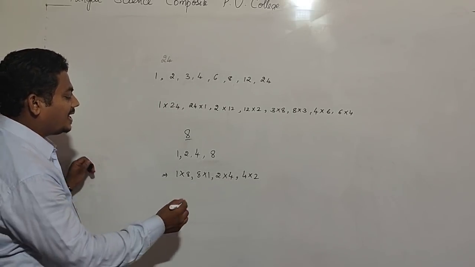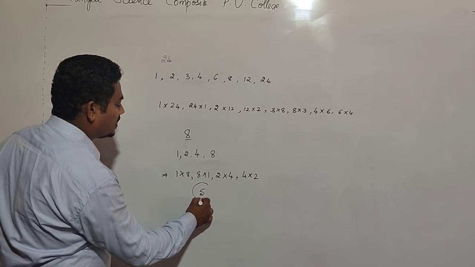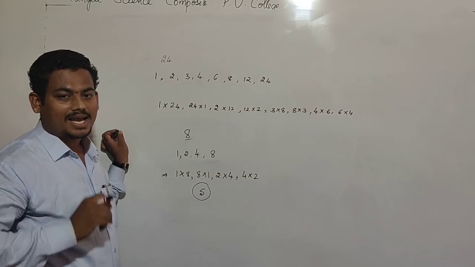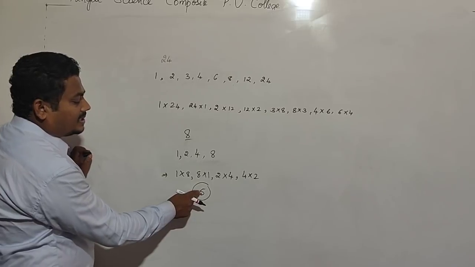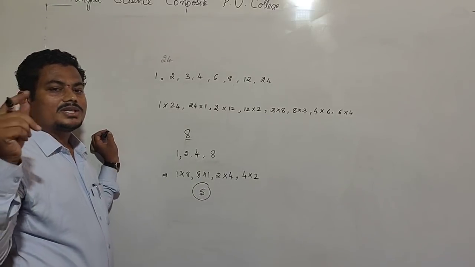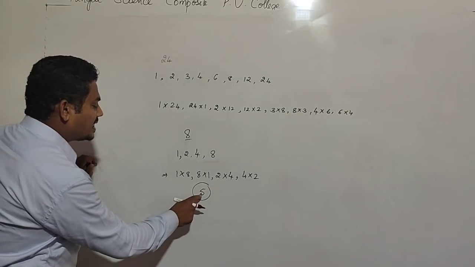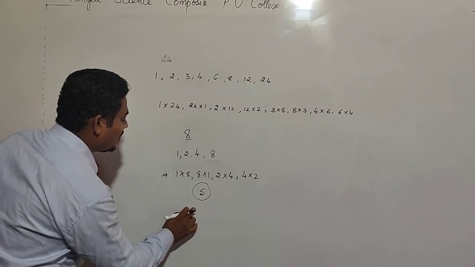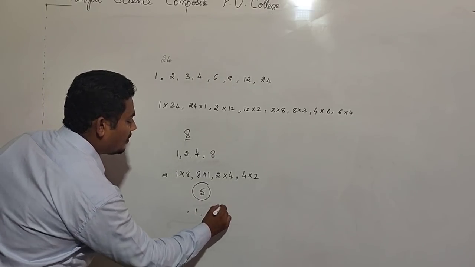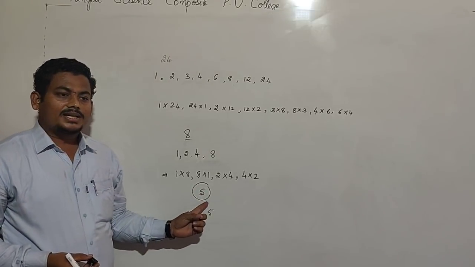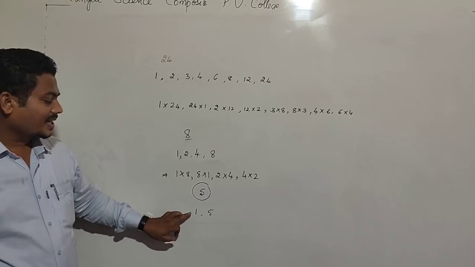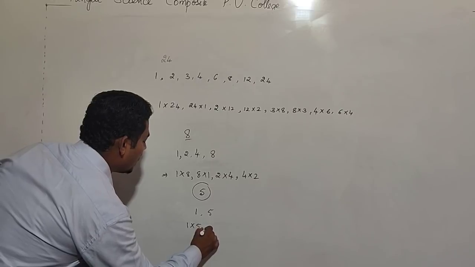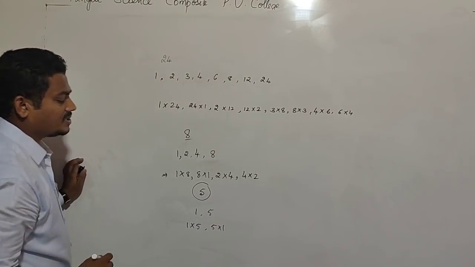Next, if a matrix has 5 elements, then what are the possible orders it can have? First, write all the factors of 5. Clearly, it is a prime number, so its factors are 1 and itself, 1 and 5. Then the possible orders are 1 by 5 and 5 by 1. These are the possible orders.